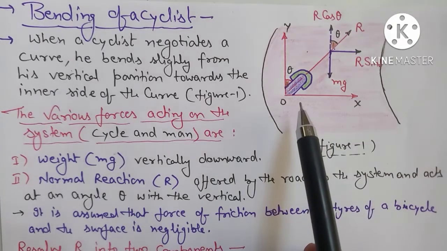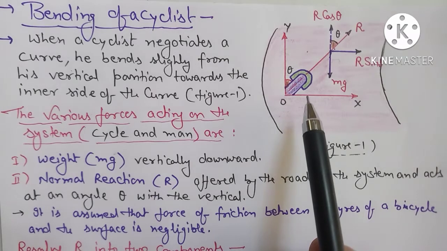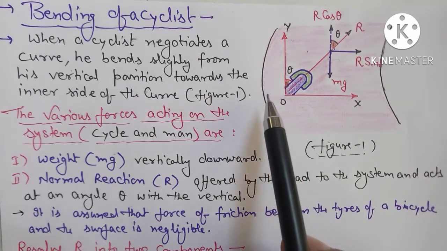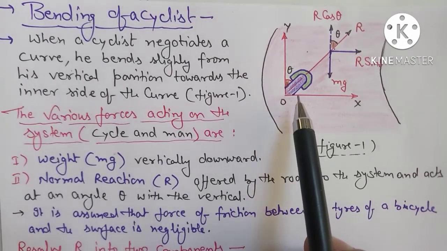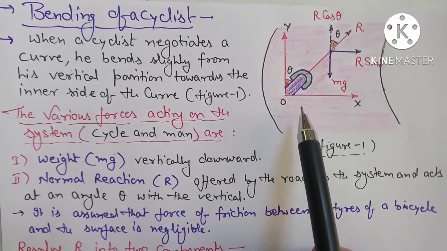To take a safe turn, the cyclist needs a minimum speed, and in this video lecture we are going to find the value of that minimum speed. If the speed exceeds the minimum speed, then the cyclist is not able to take the safe turn.